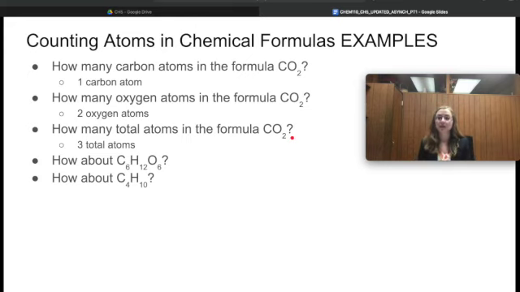I've got 2 more on the screen here to practice with. How many carbon atoms are in the C6H12O6 molecule? C6H12O6 is actually a very sweet molecule. It's sugar. So we want to know how many carbon atoms are in our sugar molecule. We see that C for carbon right there up front. We see that it has a subscript of 6, which means we have 6 carbon atoms.